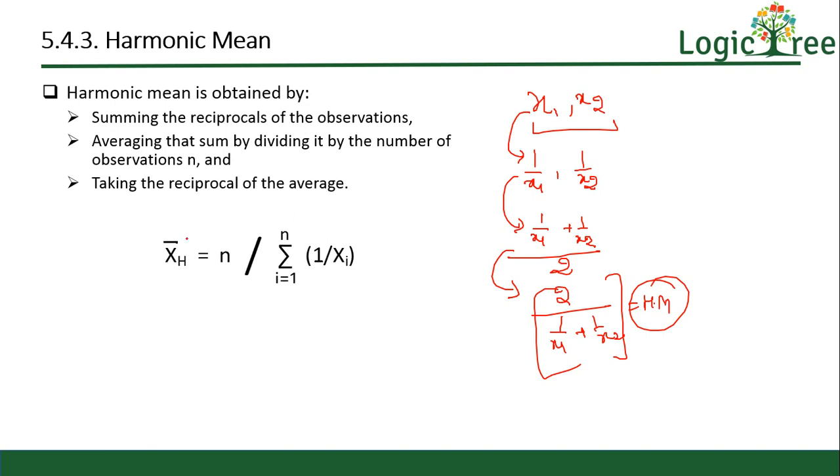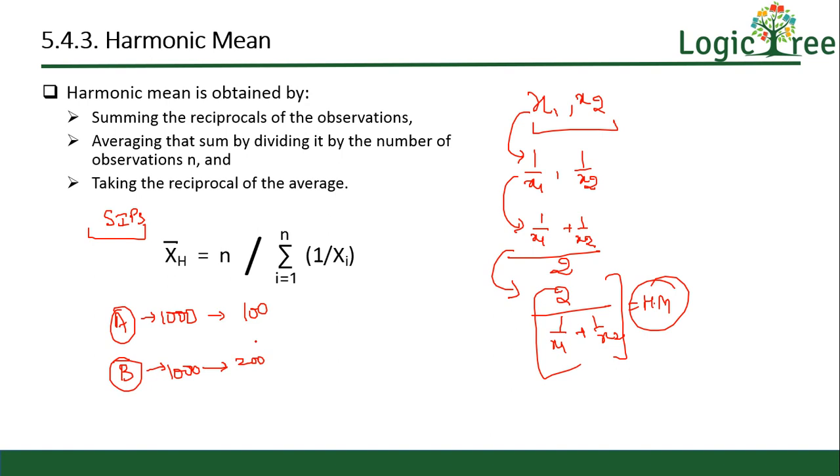The harmonic mean is used in the case of SIPs. Let's say I am investing in SIPs, or let's say I bought a stock A. I invested 1000 rupees in stock A and the per unit price of stock A was 100. In stock B also I have invested 1000 rupees, but the stock price was 200.